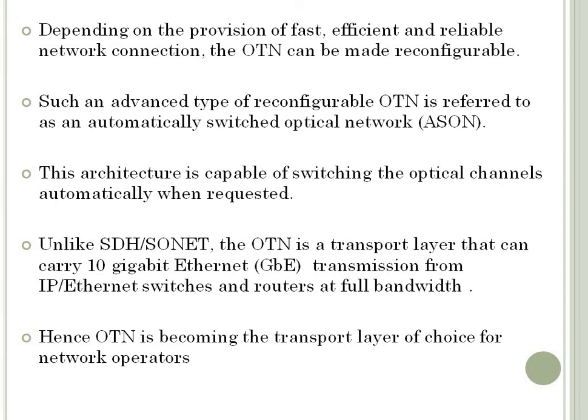So unlike SDH SONET, the OTN is a transport layer that can carry 10 gigabit Ethernet transmission from IP Ethernet switches and routers at full bandwidth. Hence, as a consequence of the ongoing migration towards IP Ethernet based infrastructure, the OTN is becoming the transport layer of choice for network operators.